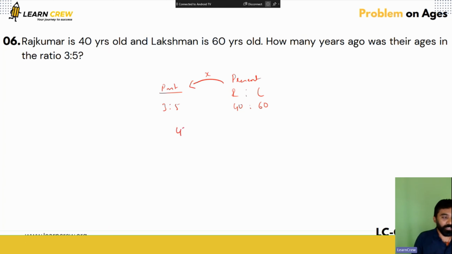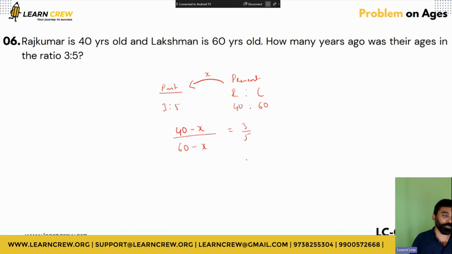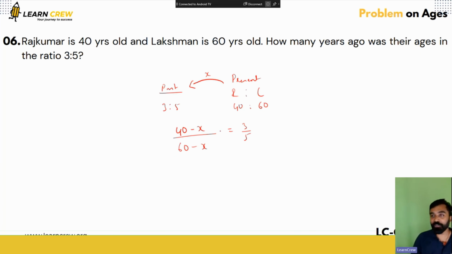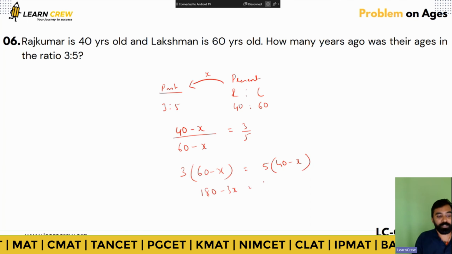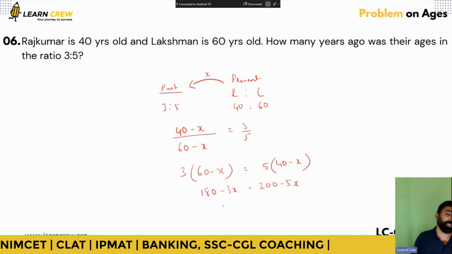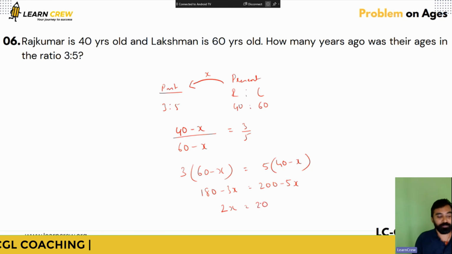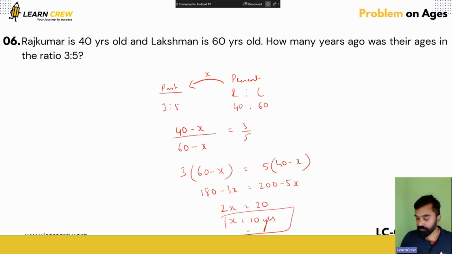Now we need to find what is that difference. In order to find it, 40 minus X will give you the age. Yes, 40 minus X will give you the age. 60 minus X also will give you that person's age. And these two are in which ratio? 3:5. So now you can cross multiply and find out the value of X. This becomes (60 minus X) into 3 is equal to 5 into (40 minus X). This becomes 180 minus 3X equal to 200 minus 5X. Or it can be 2X is equal to 20, or X is equal to 10.